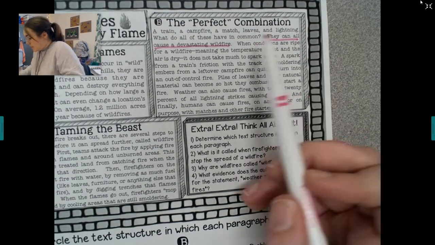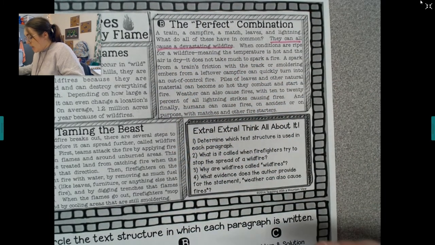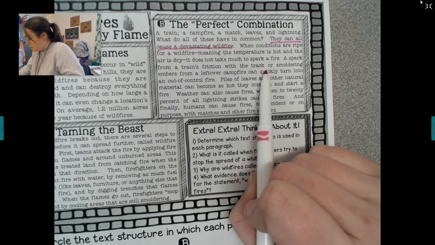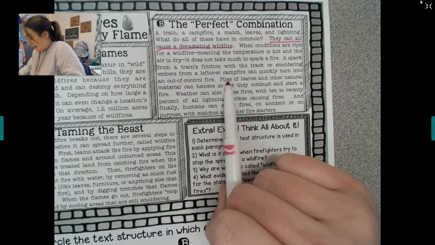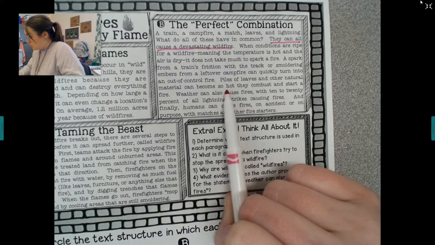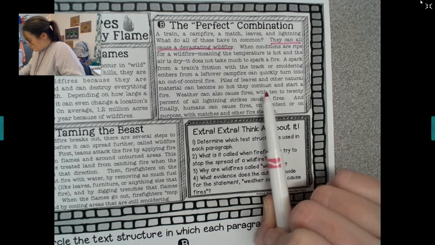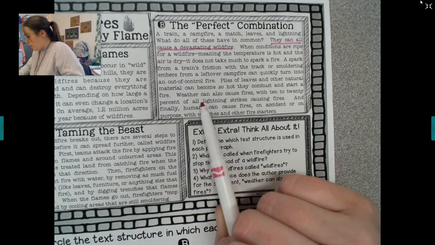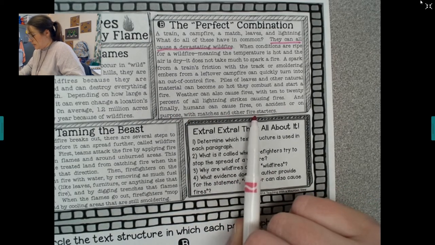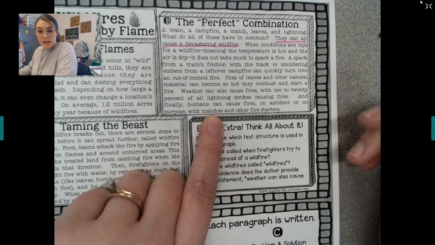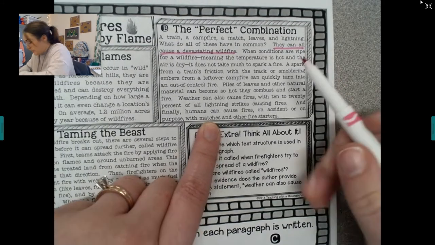Okay. So when conditions are right for a wildfire, meaning the temperature is hot and the air is dry, it does not take much to start a fire. A spark from a train's friction with the track or smoldering embers from a leftover campfire can quickly turn into an out-of-control fire. Piles of leaves and other natural materials can become so hot they combust and start a fire. Weather can also cause fires, with 10 to 20% of all lightning strikes causing fires. And finally, humans can cause fires on accident or on purpose with matches and other fire starters. So guys, not only did I see they can cause it, look how many times the word cause was used. Let's go through.